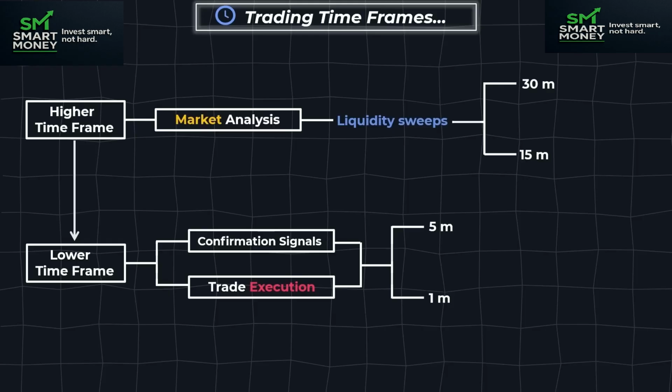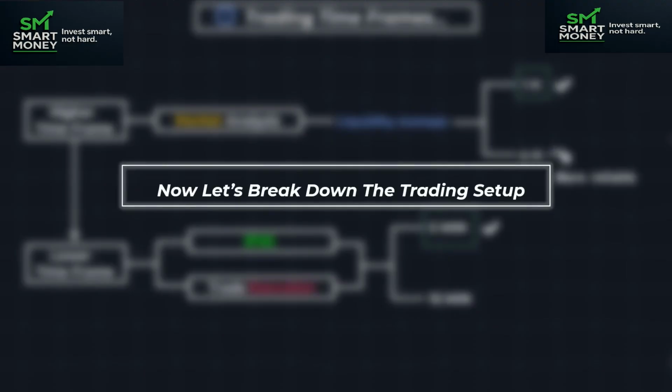Here's the breakdown. If you're analyzing on the 30-minute chart, drop down to the 5-minute chart to confirm reversals and find your entry. If you're working with the 15-minute chart, then shift to the 1-minute chart for confirmation and entries instead. The beauty of this setup is that it works effectively in both scenarios. It's just about choosing the time frames that fit your style and sticking to them with consistency. Now, let's break down the details of the first trading setup.